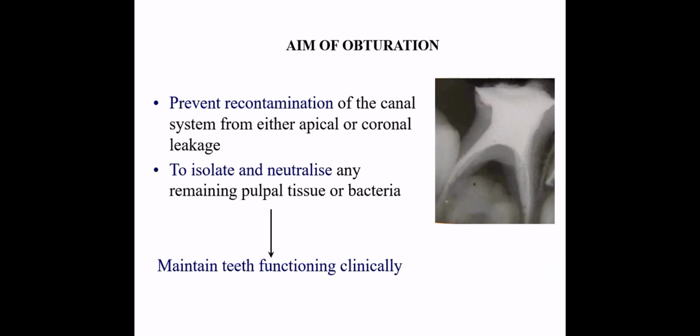To achieve that, you should have a proper coronal seal. Coronal seal is nothing but your access filling. So there should not be any apical or coronal leakage in the canal system, to prevent recontamination, and to isolate and neutralize any remaining tissue or bacteria, and to maintain the tooth functionally and clinically in the mouth. So that is the main aim of obturation.